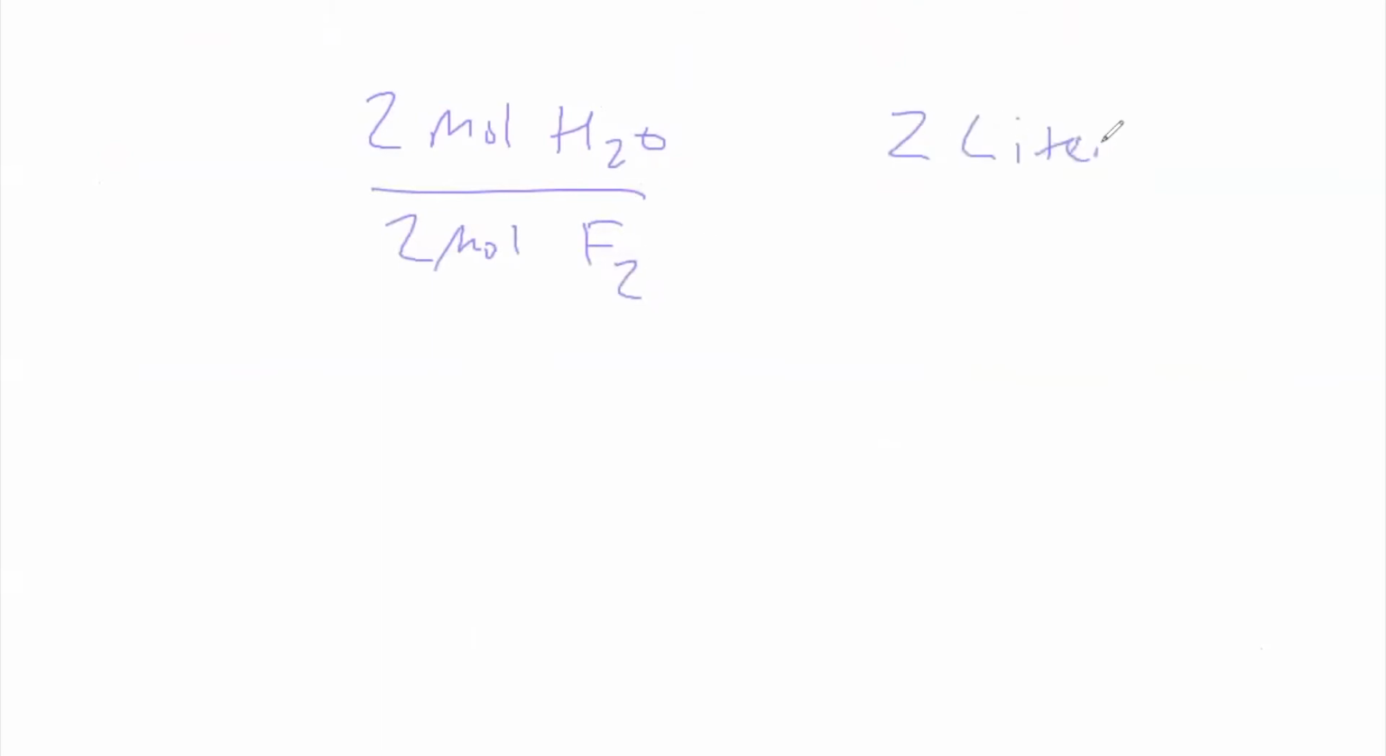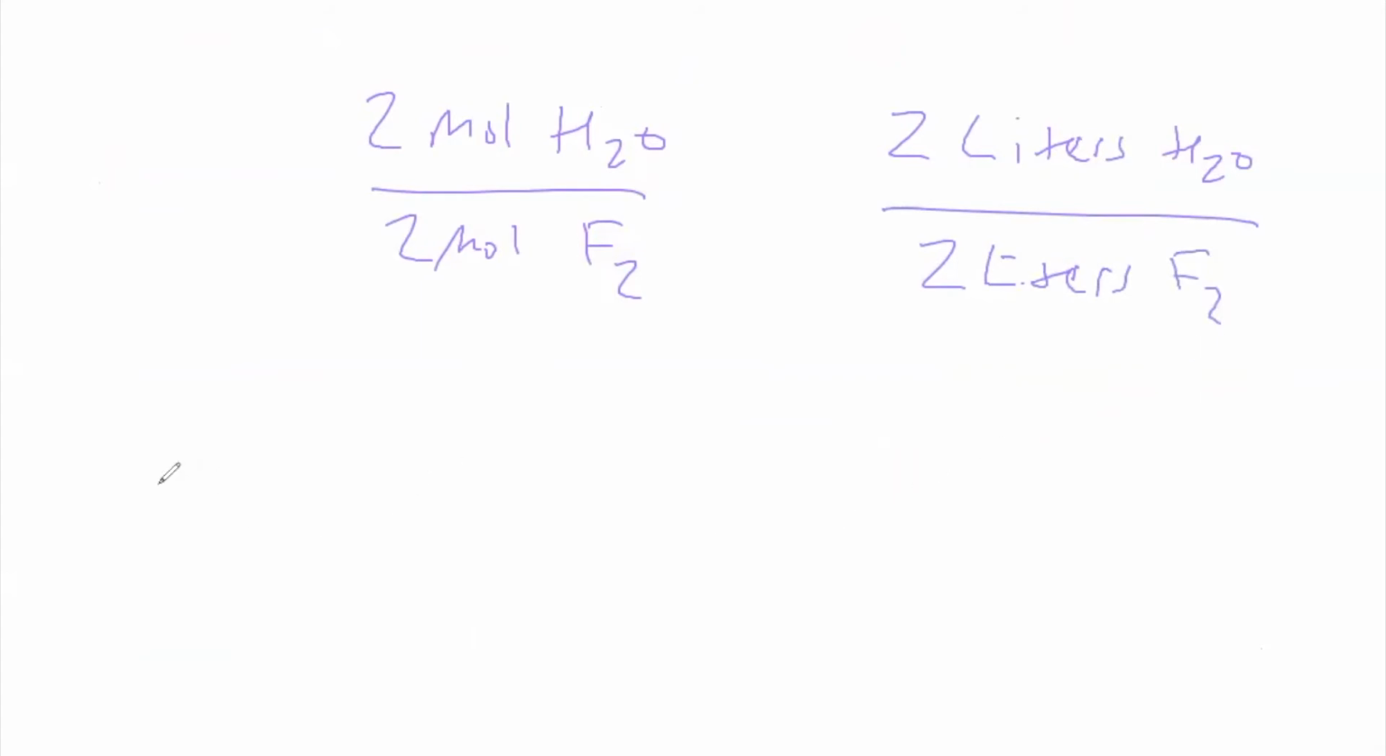Just write this really fast. So you could say, there's 2 moles of H2O for every 2 moles of fluorine, or you could say that there are 2 liters of H2O for every 2 liters of fluorine. So it'd be the same relationship.